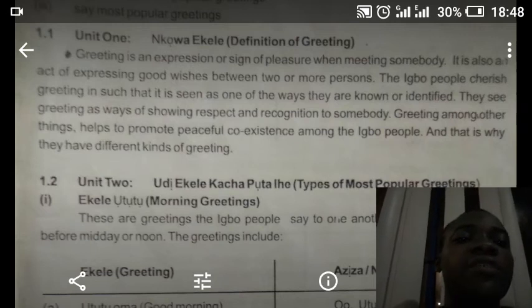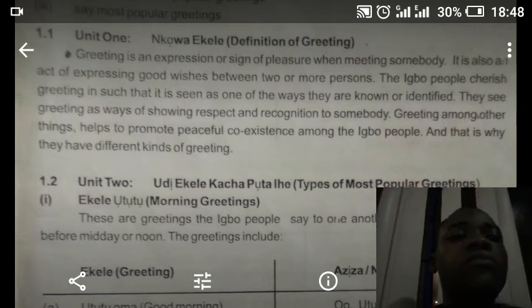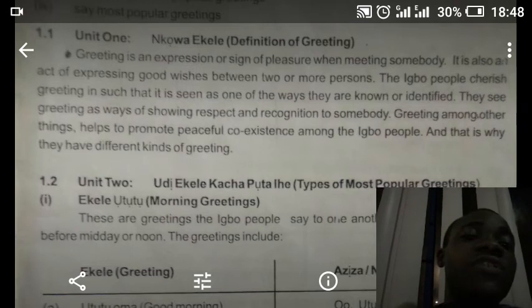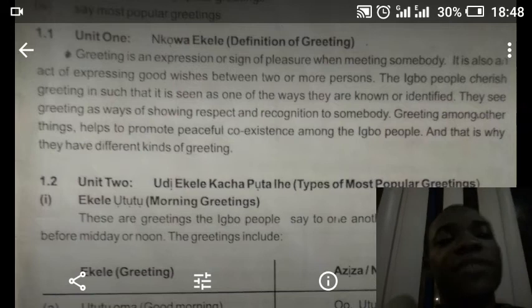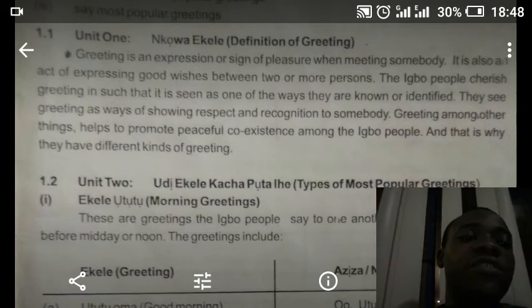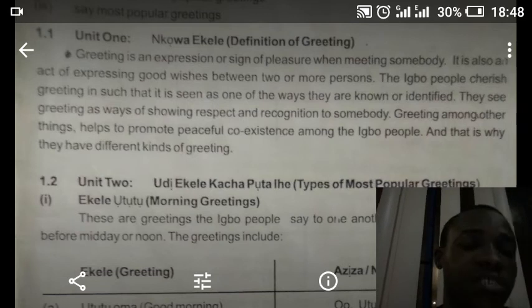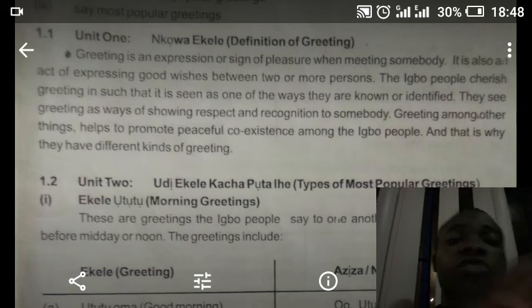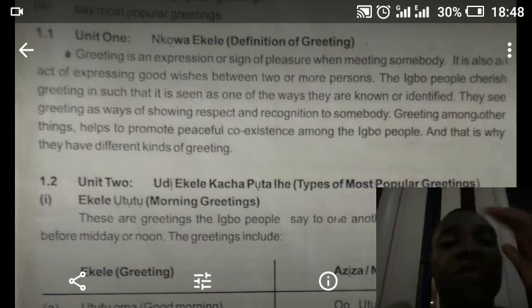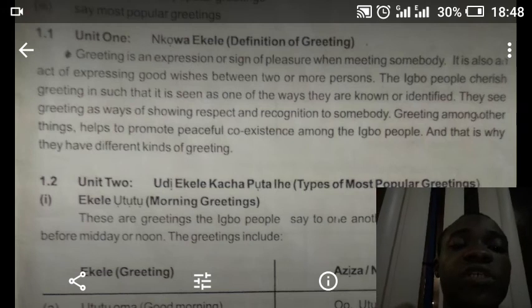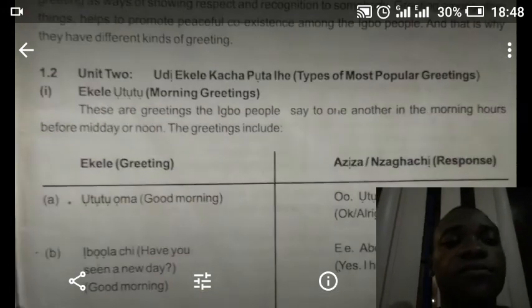Greeting in Igbo means ekele. Nkowa means definition or explanation. As you know what greeting is in English, it's the same thing in Igbo. It's an expression or sign of pleasure when meeting somebody. The definition of greeting in English is the same definition in Igbo. As you can see, the note there was written in English for your easy understanding.